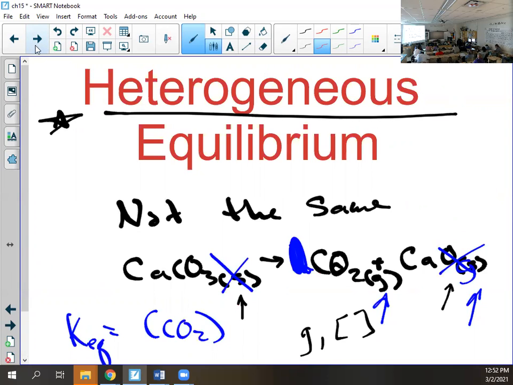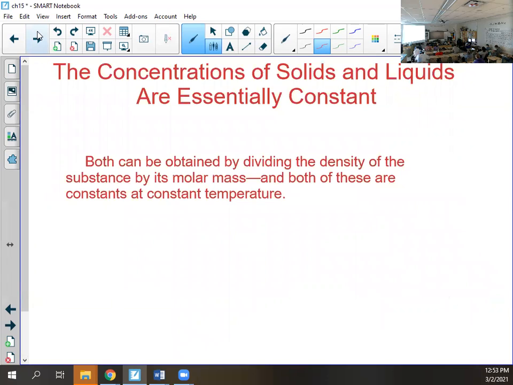Yeah. All right. This is a real simple concept here. Heterogeneous equilibrium. Heterogeneous means not the same. So it means when you have like a solid and a gas, this could be a liquid. It means when the states are not all the same. All right, they're pretty simple. The notes are right here. Don't write this down yet.